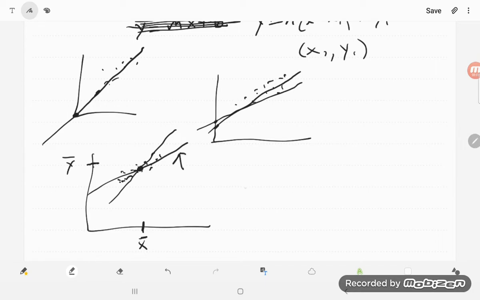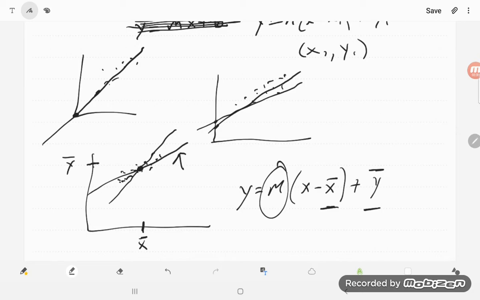And so in point slope form, you have y equals m times x minus x bar plus y bar. That point comes just from taking the averages of your x and y data. And so now, you can get on something like Desmos and graphically mess with that slope until you find a slope that works best. Okay, so that's the first part of the point slope form.